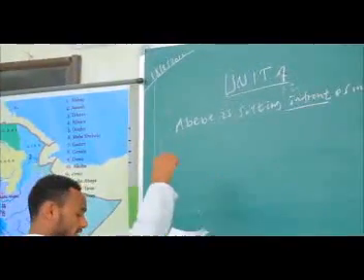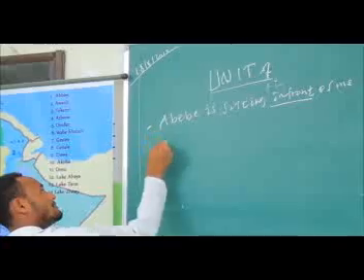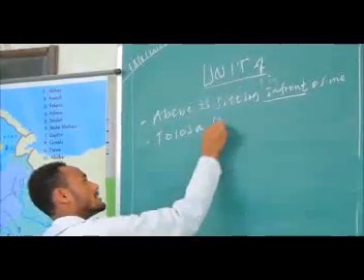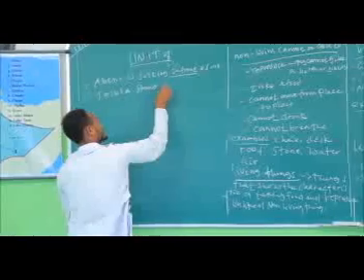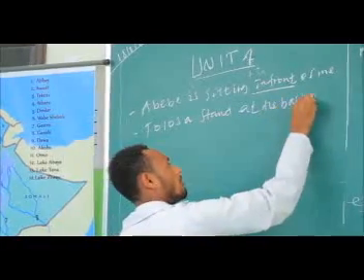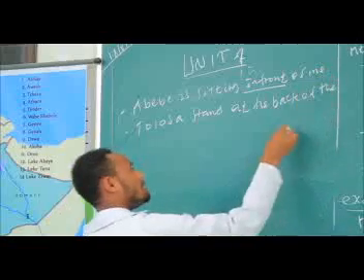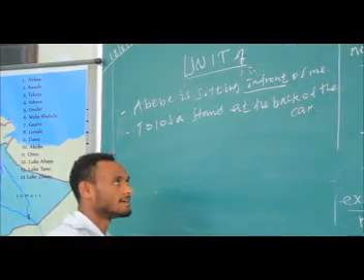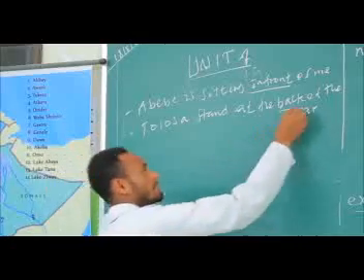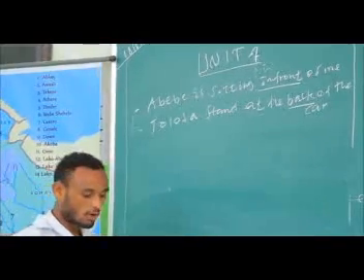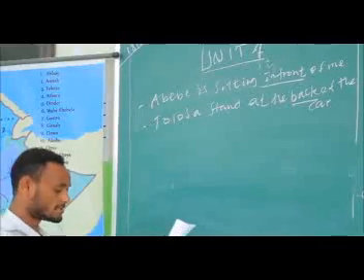The second one is, for example, Tolosa stands at the back of the car. This is the way by which we locate a given object.